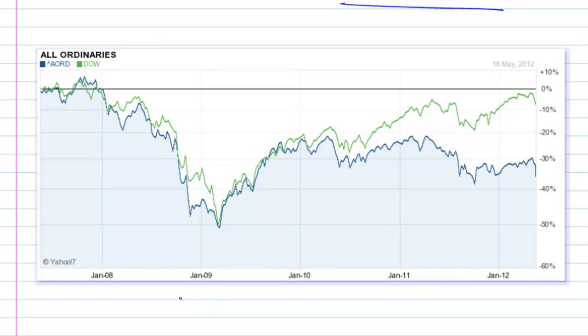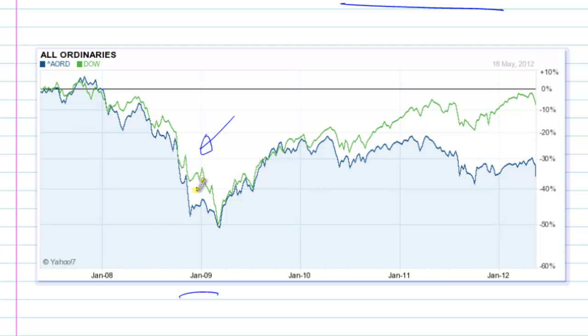So you can see in January 09, when those shares went down for us for the GFC and those kind of things as well, we copied very similar to what was going on in America. So when something happened there, we kind of followed down. Now this green one is the American one, and the blue one is the All Ordinaries Index.